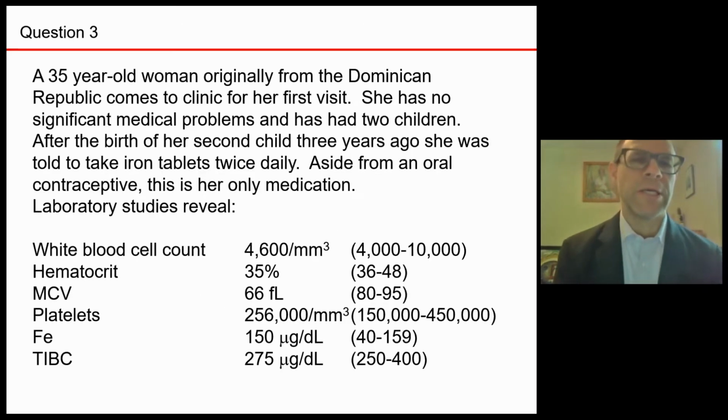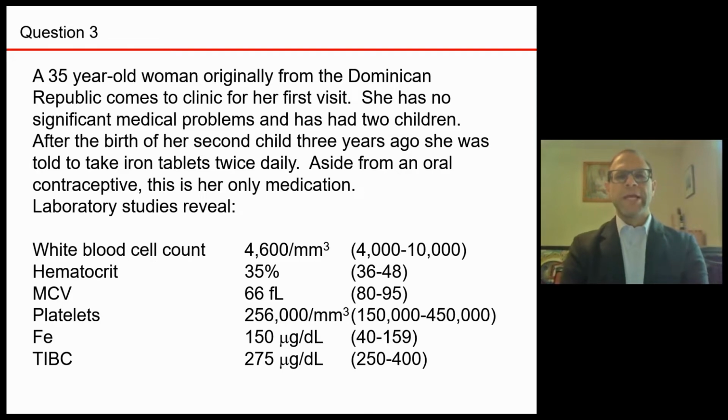The next question is a 35-year-old woman from the Dominican Republic coming to clinic for her first visit. No medical history. She has 2 children. After the birth of her second child 3 years ago, she was told to take iron tablets twice a day. And aside from oral contraceptive, that's her only medication. Her labs show a white count of 4.6, hematocrit 35%, MCV quite low, 66, platelets 256, iron is 150, TIBC 275. We don't have a ferritin here.